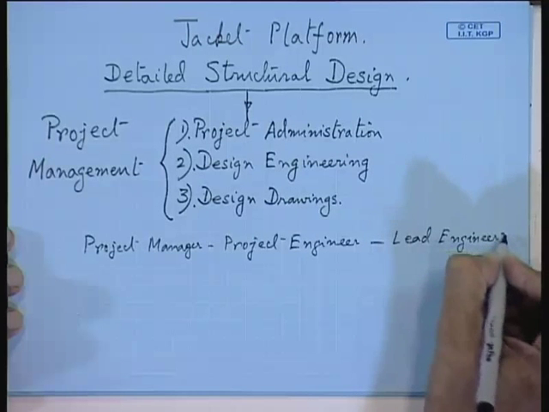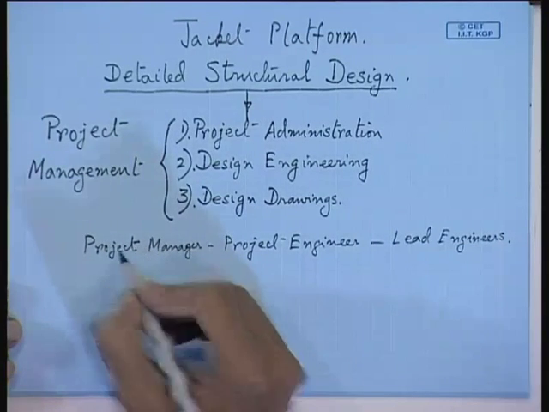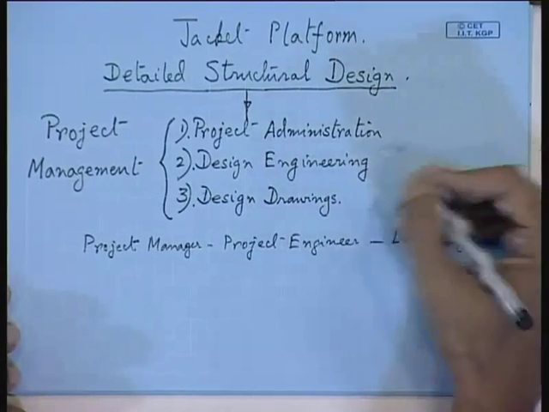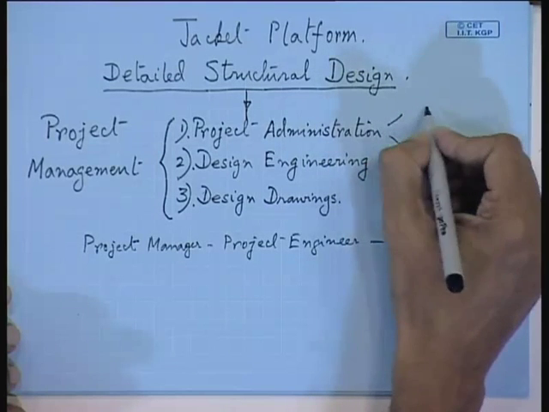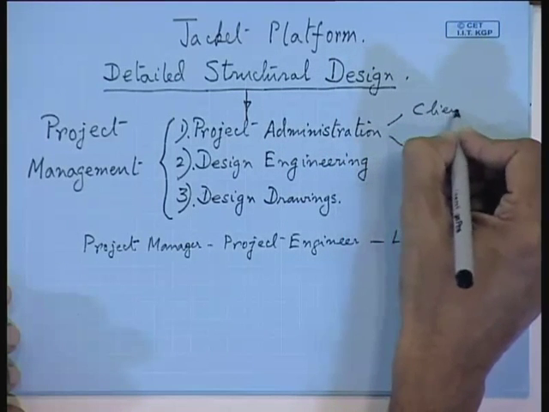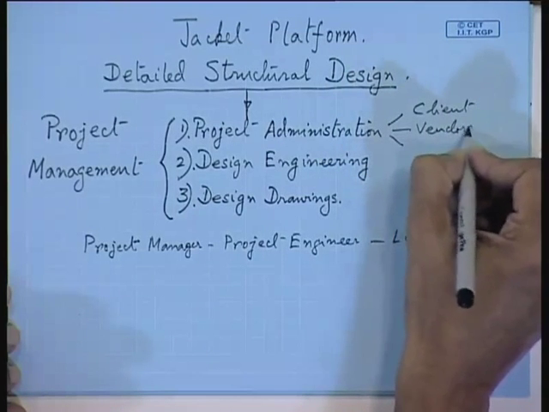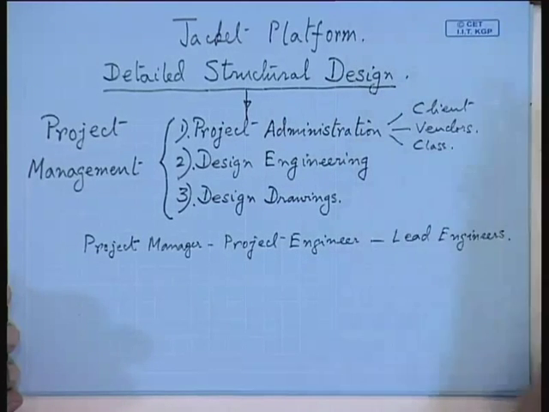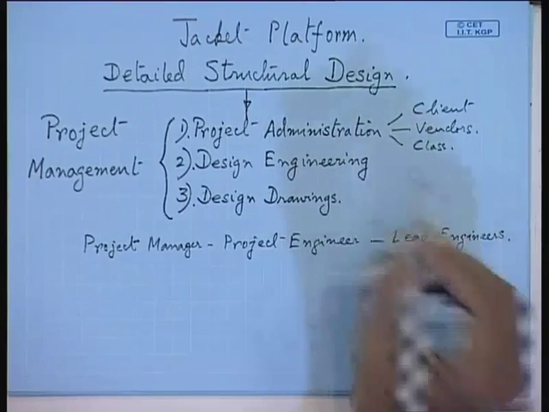So, if you want to go to the level of project manager, you should have some managerial capabilities. Besides the project administration, you have to handle a lot of people out here. One of your major ones is the client, then you have vendors, then you have all the people from the class or regulatory requirements. So, you have to be very efficient in this liaison type of work. Now, the other part is your design engineering.